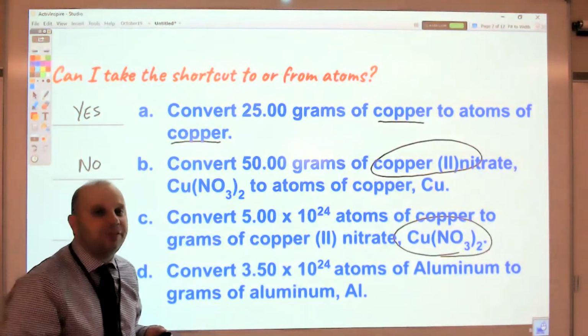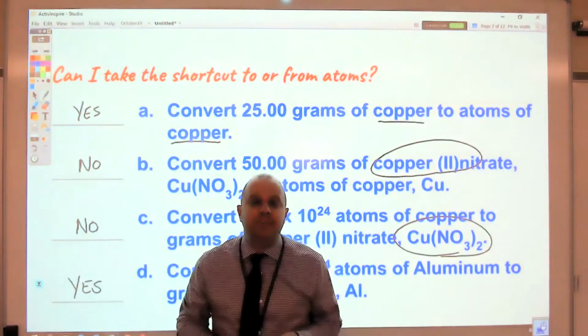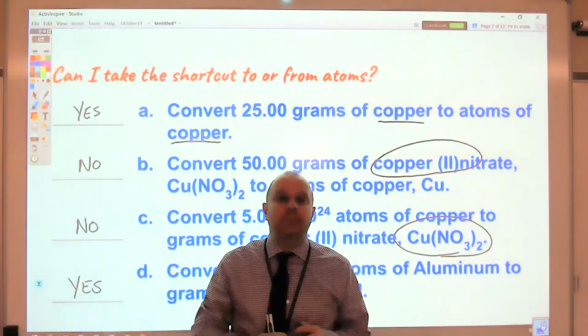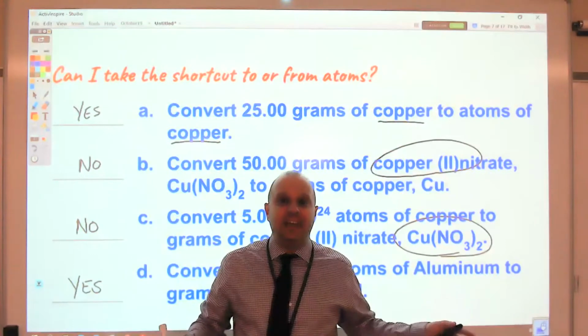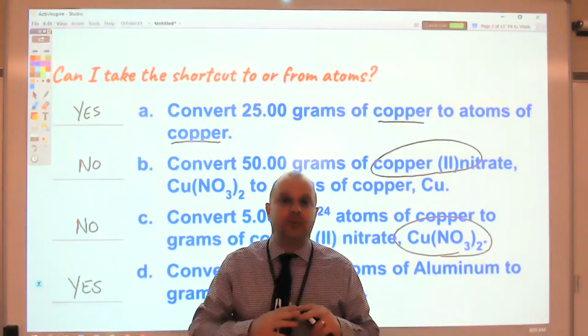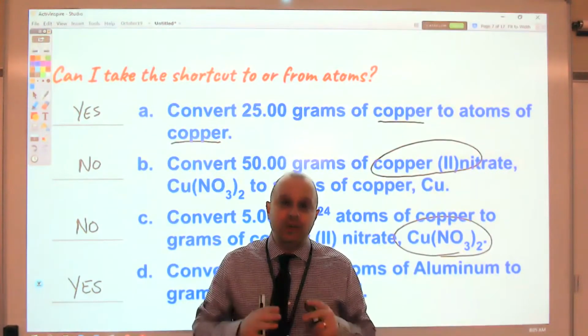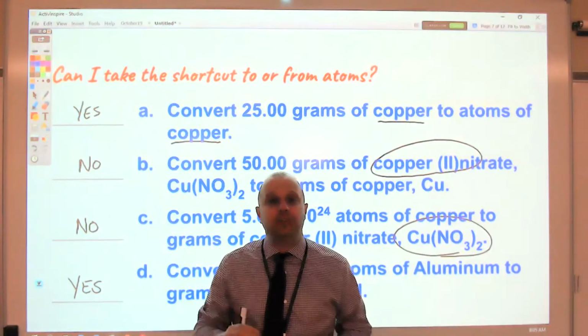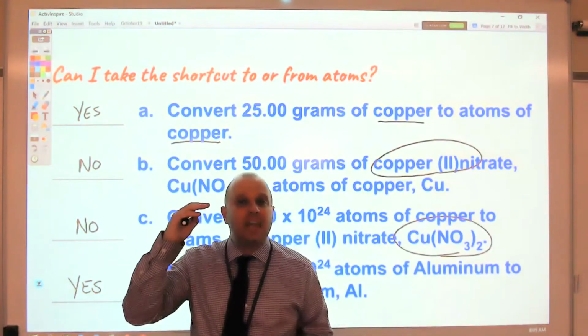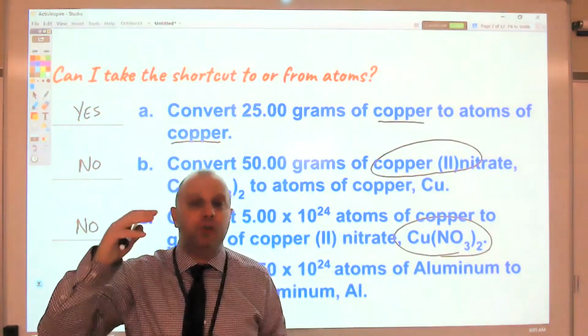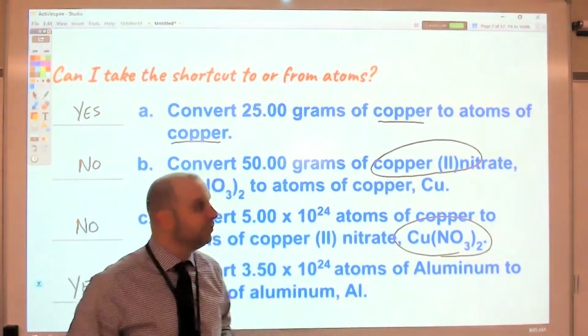So an easy way to think about this is to look at your problem and decide, do I have a single element at the beginning and at the end? If you have a single element during the entire course of the conversion, you can take the shortcut. Otherwise, you're going to have to go up to molecules and formula units before you can either go down to moles or atoms.